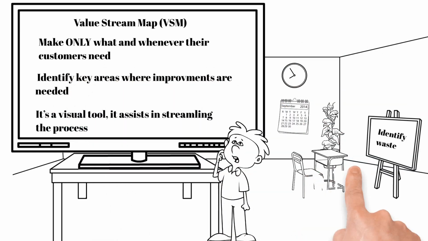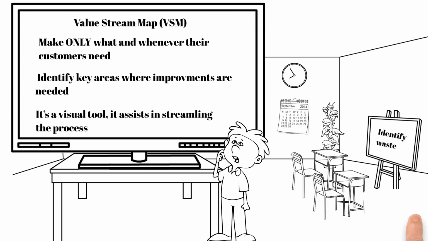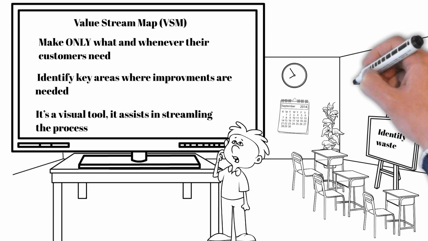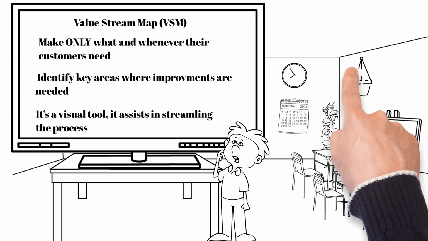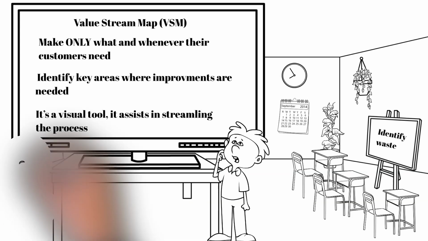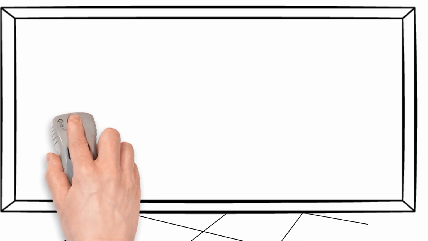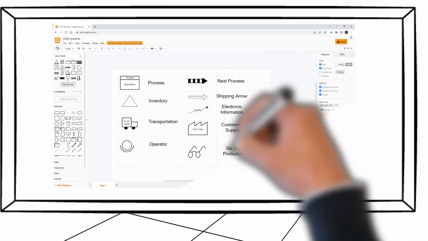Value stream mapping is a visual tool. It assists in streamlining the processes, improving the flow of the information, and helps understand the processes better. You may want to create a future value map based on the current processes, and that will serve as a blueprint for future improvements. Now we know what value stream mapping is.